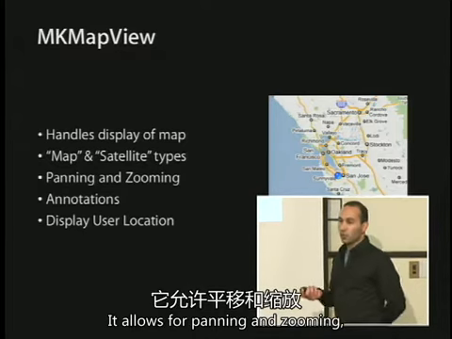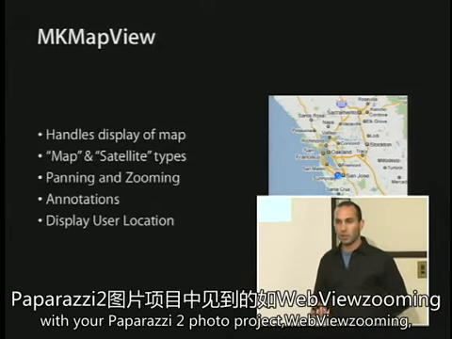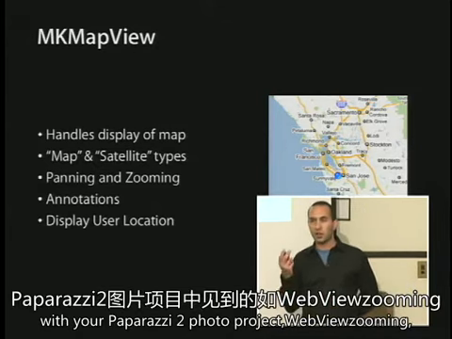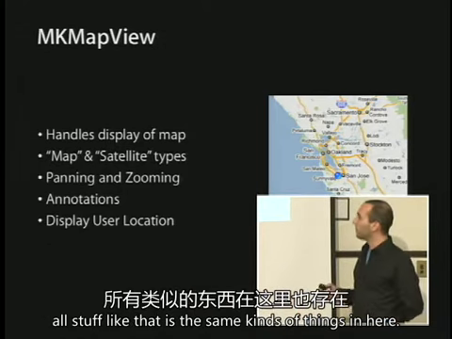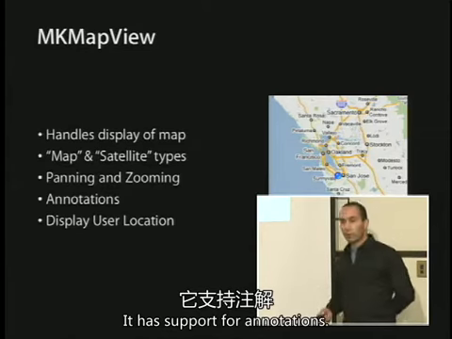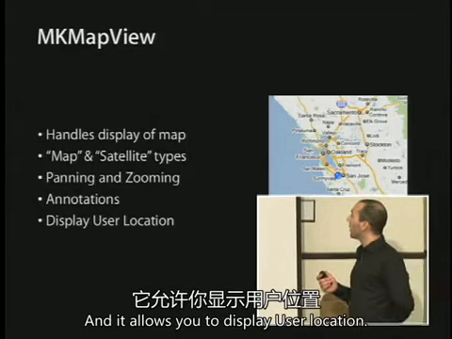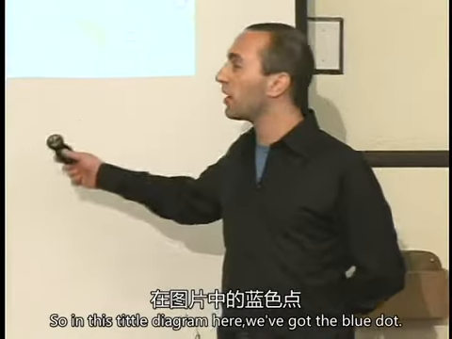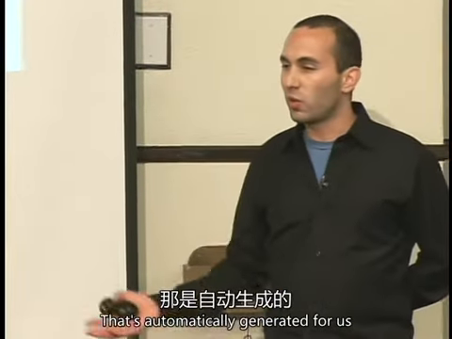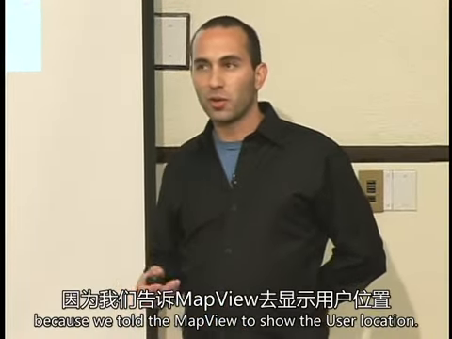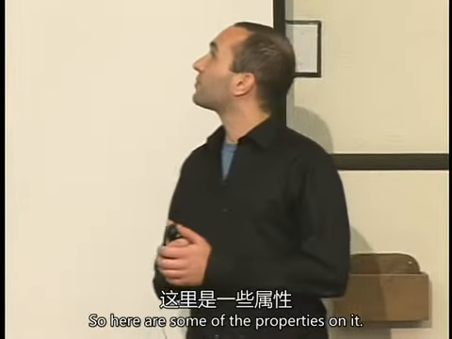It allows for panning and zooming. So this is really just a UIScrollView. So all the same things you've seen with your Paparazzi 2 photo project, web view zooming, all stuff like that. It's the same kinds of things in here. It has support for annotations. Again, those are the pins that you want to drop. And it allows you to display user locations. So in this little diagram here, we've got the blue dot. That's automatically generated for us because we told the map view to show the user location.